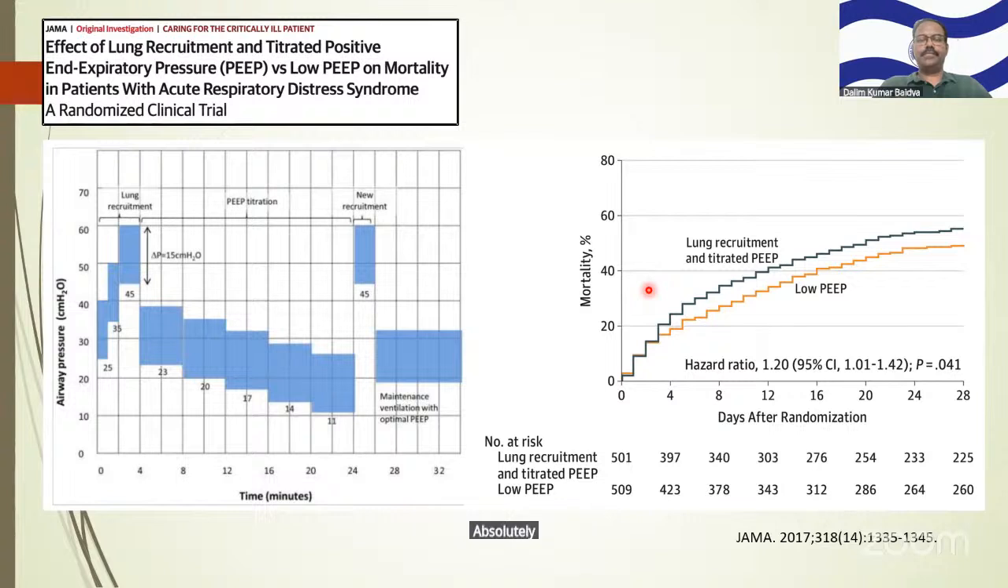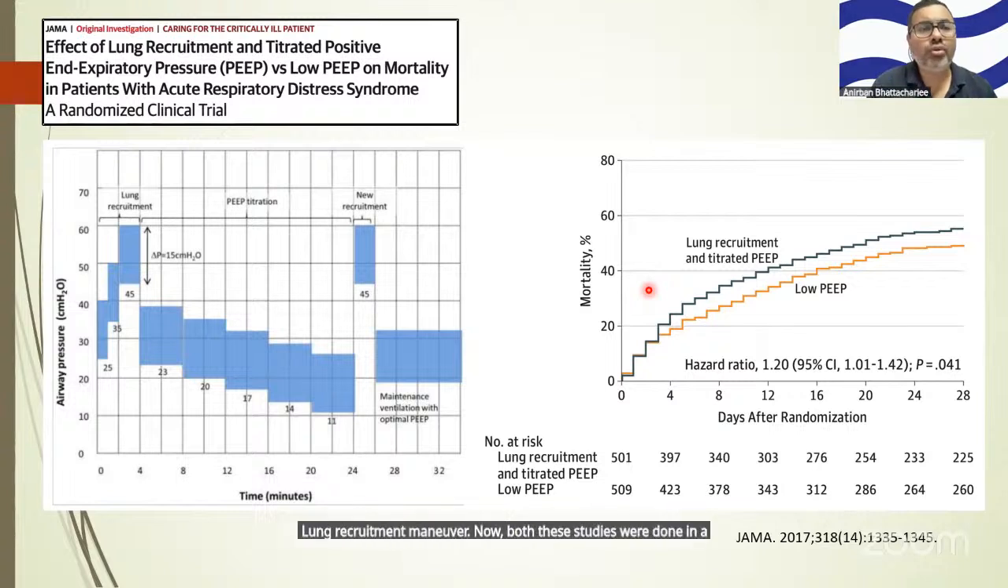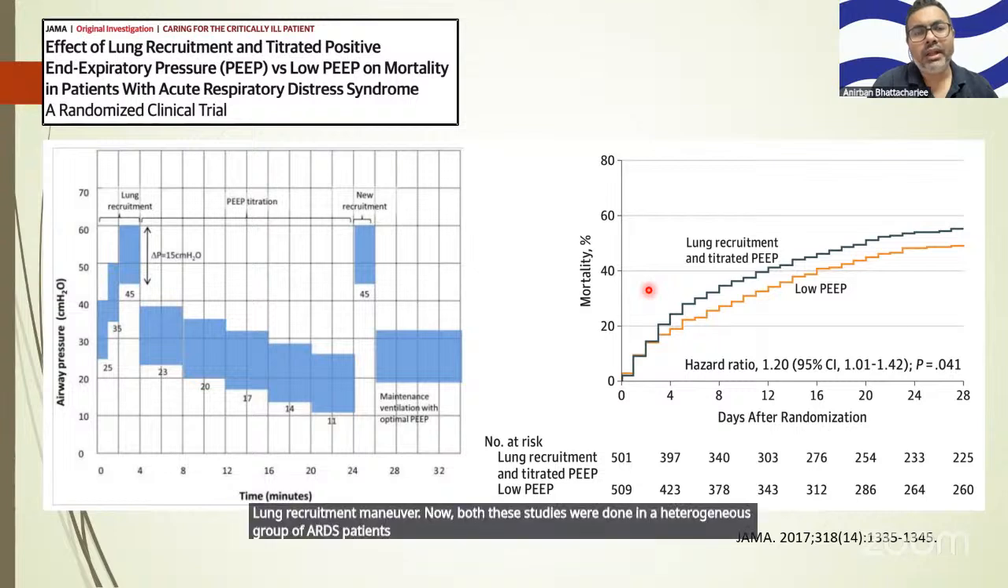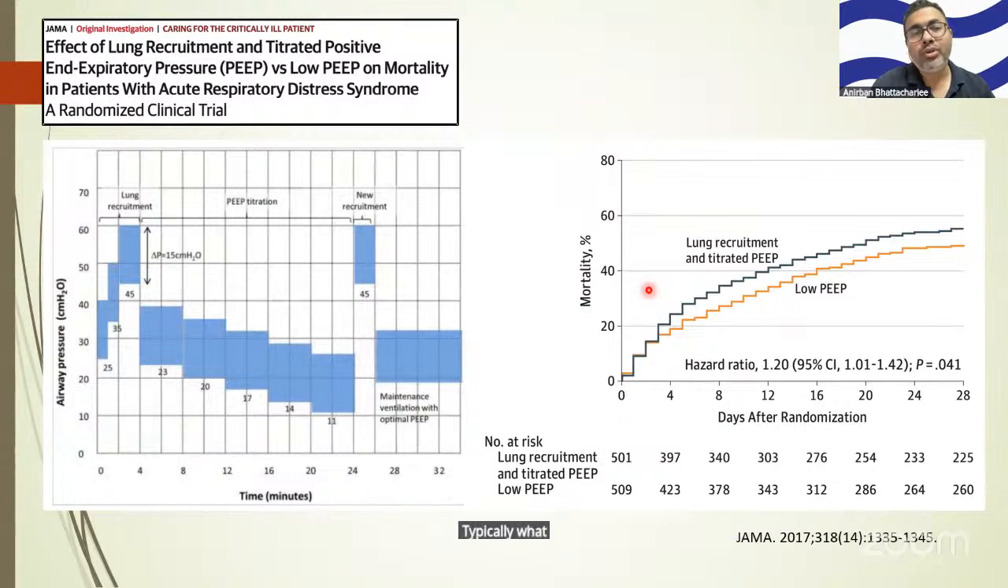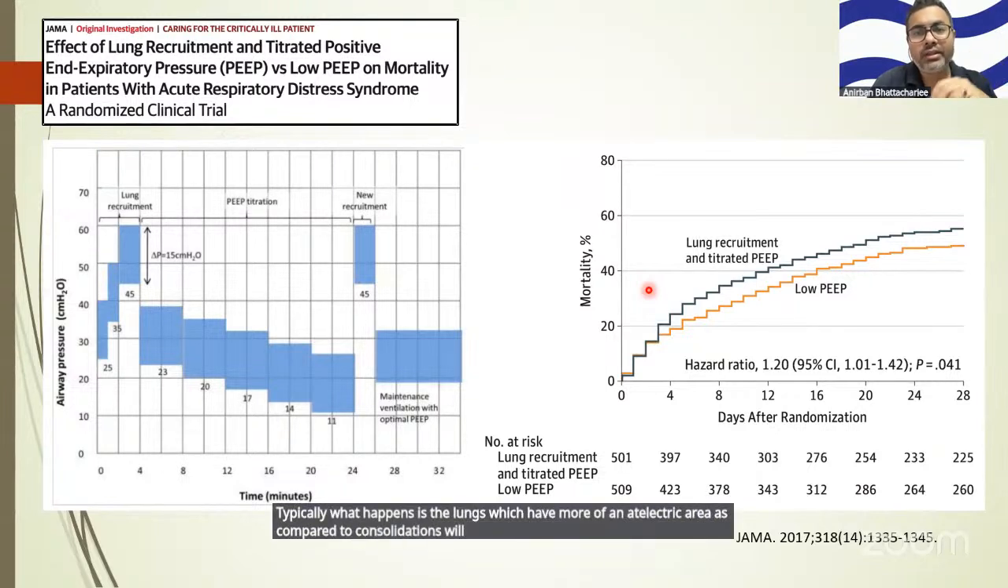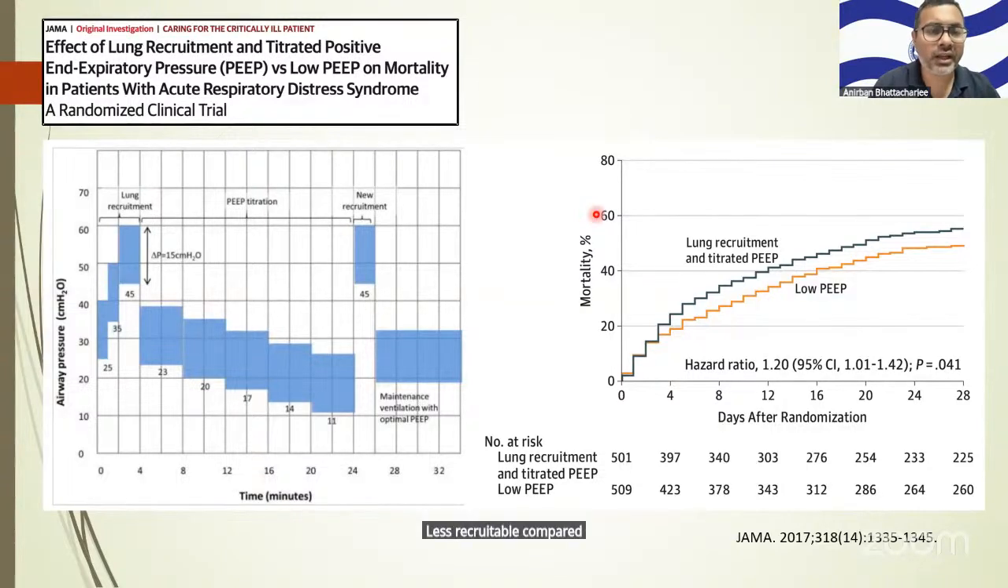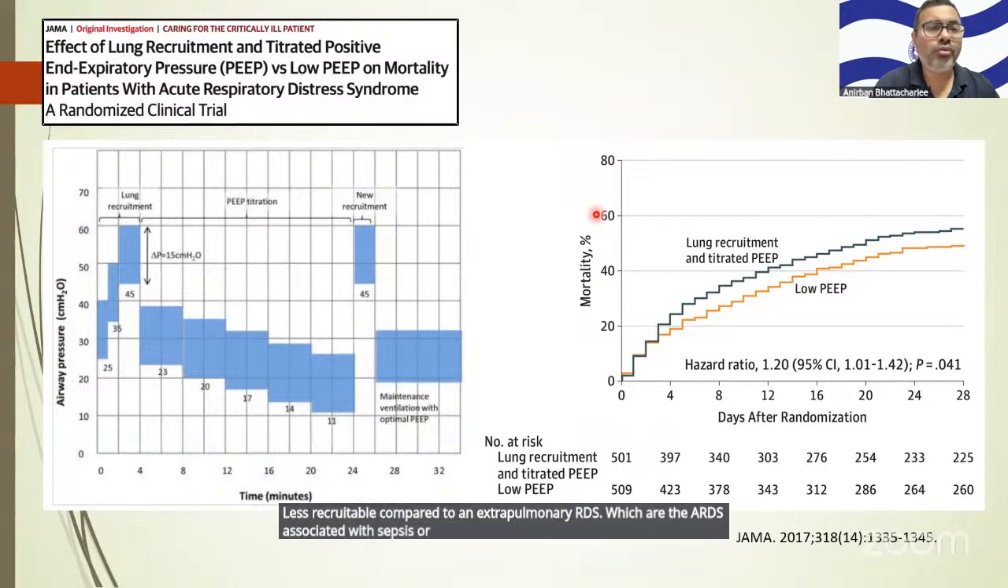Absolutely. Both these studies were done in a heterogeneous group of ARDS patients. So, that is an area that may be looked at, because some of the lungs may be recruitable, some may not be recruitable. Typically, lungs which have more atelectatic areas compared to consolidations will be recruitable, whereas lungs which have more consolidations than atelectasis will not be recruitable. Pulmonary ARDS, or ARDS with a primary pulmonary insult, are usually less recruitable compared to extrapulmonary ARDS, which are the ARDS associated with sepsis or pancreatitis. So those are more recruitable.